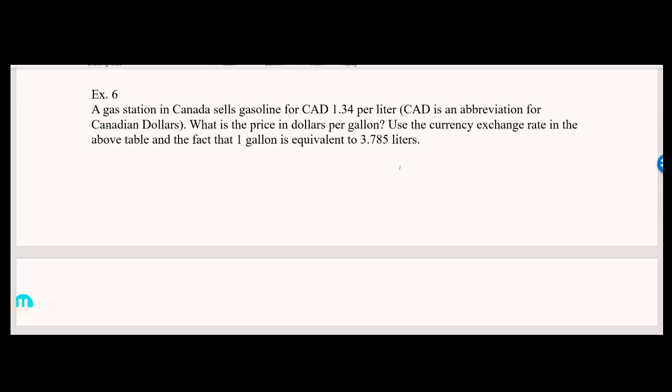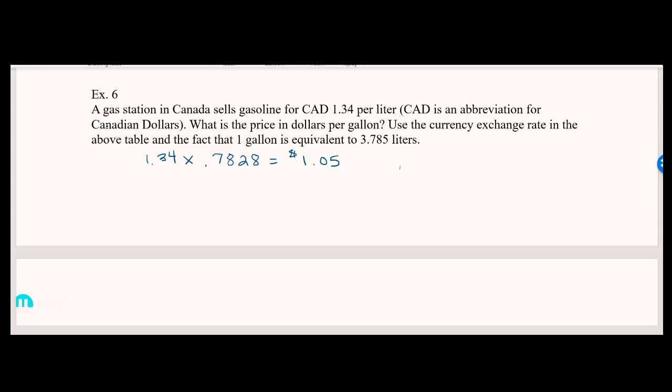This is going to be one step at a time. We're told that it's $1.34 per liter, but now we have to convert that. So we multiply it by what we just circled in the chart, which was 0.7828. And this is going to give us the US price per liter, and rounded to the nearest cent would be $1.05. Now we're not done.